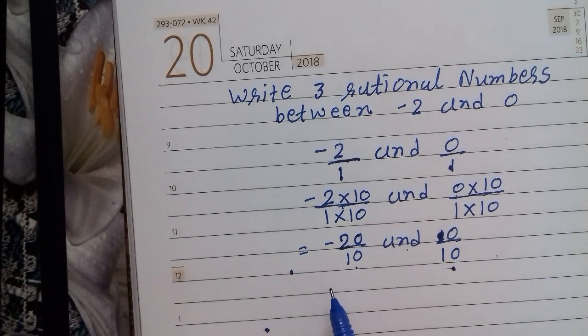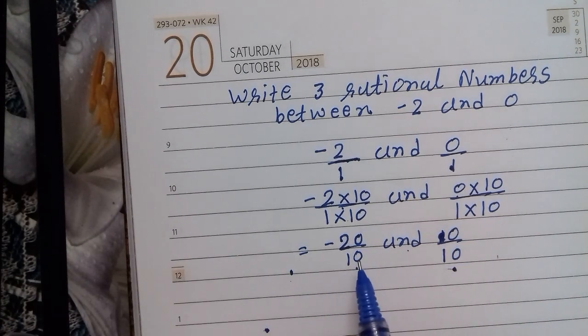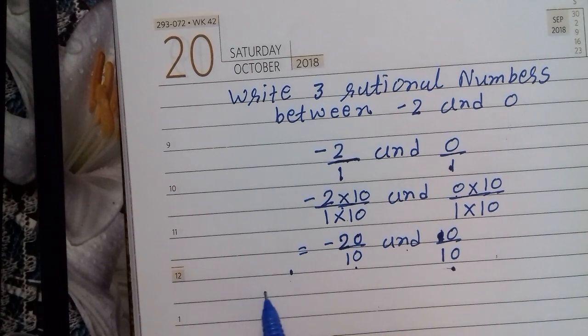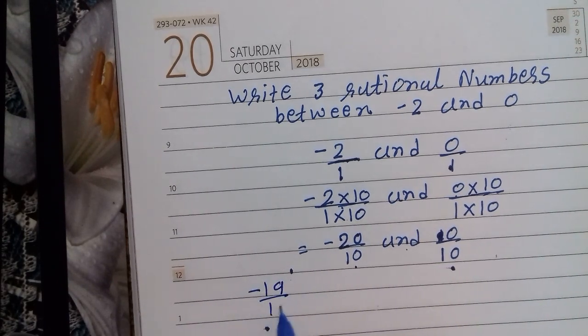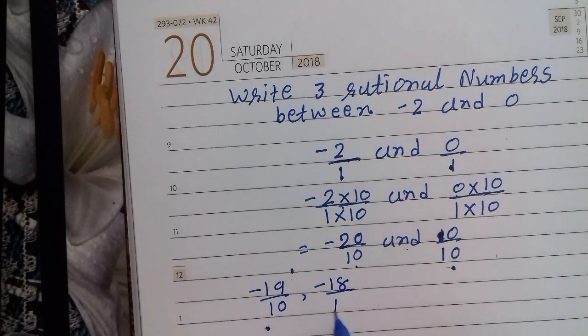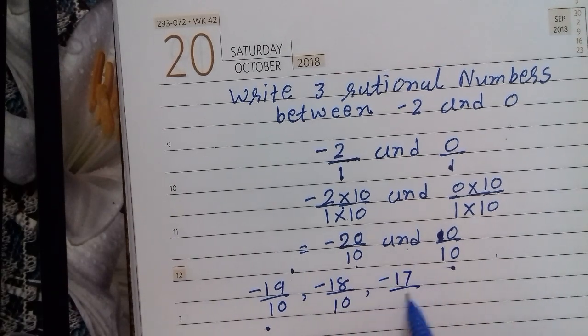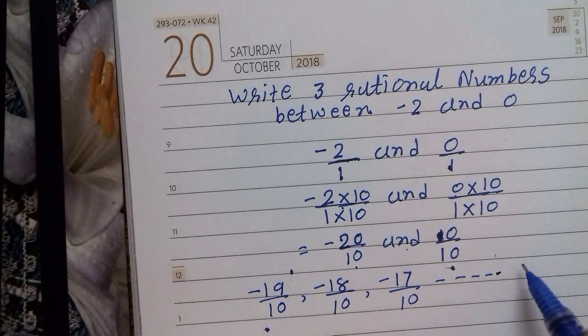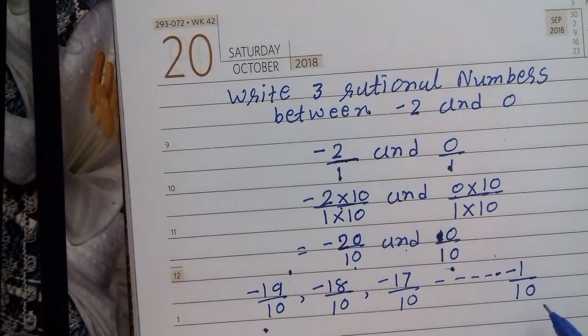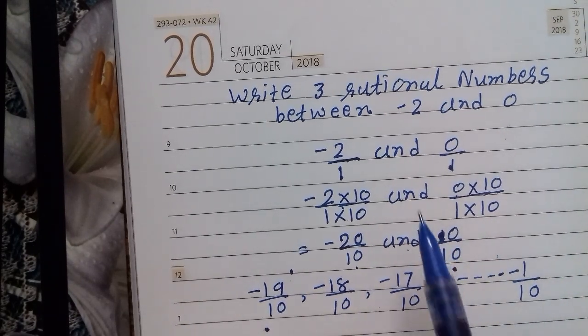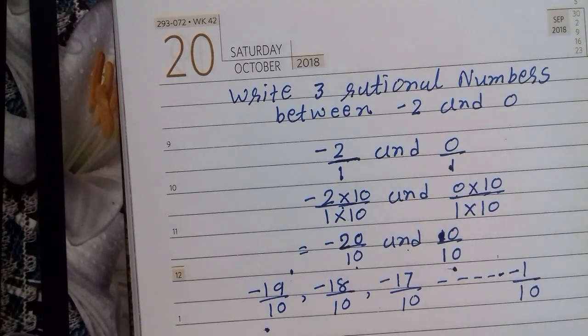Now we have many rational numbers between -20/10 and 0/10. Thus we have -19/10, -18/10, -17/10 up to -1/10 between -2 and 0. You can take any 3 of these rational numbers.